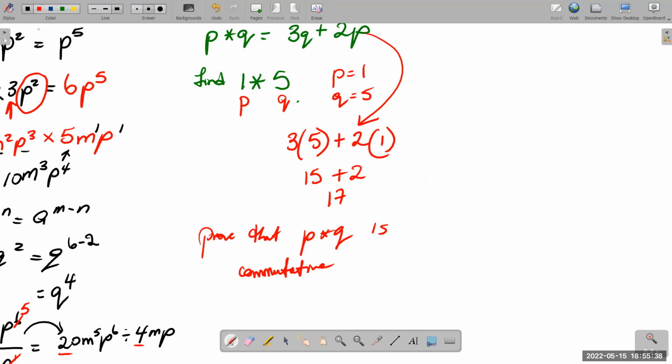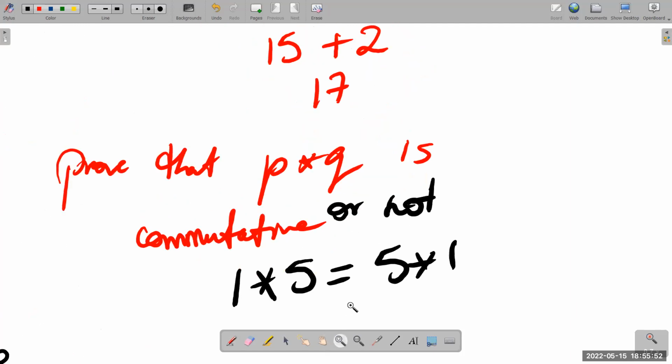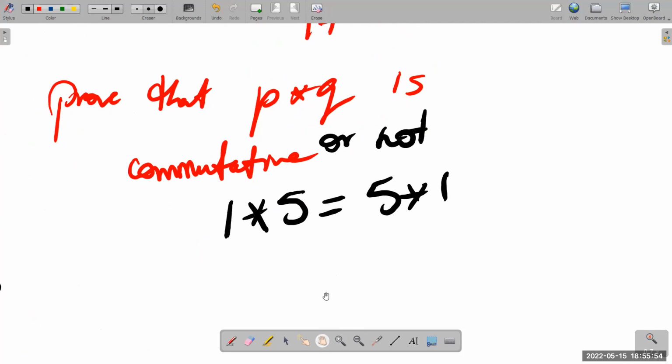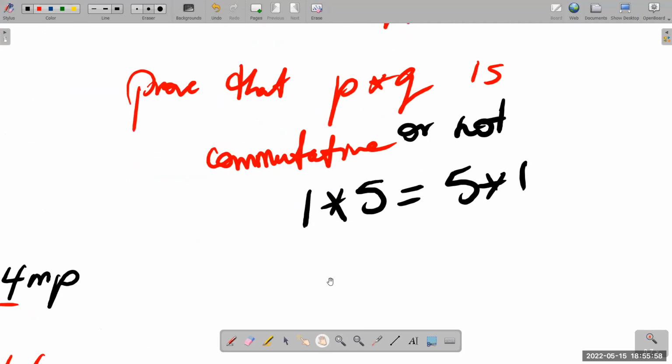Commutative means that if you find 1 star 5, that should be equal to 5 star 1. Commutative or not. Agree or disagree? Then what does commutative mean? So guess what you're going to state? You cannot just state this directly. So let me do it properly so you could see.